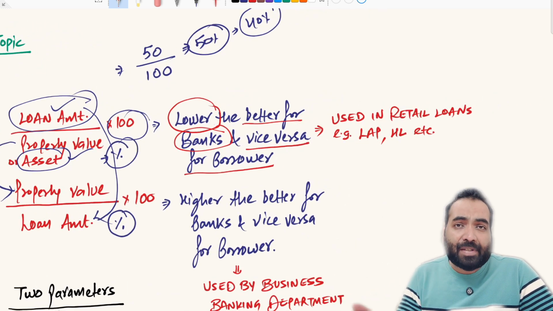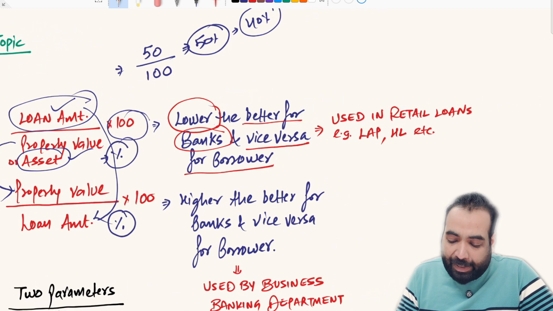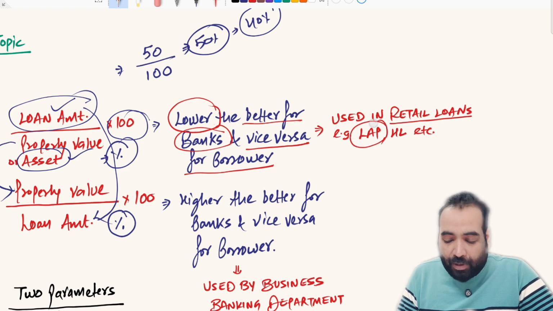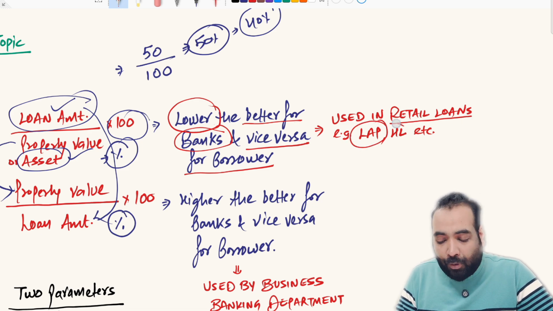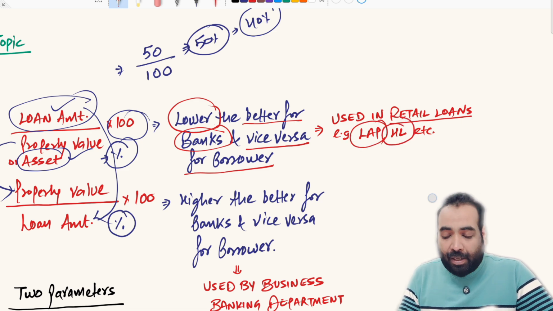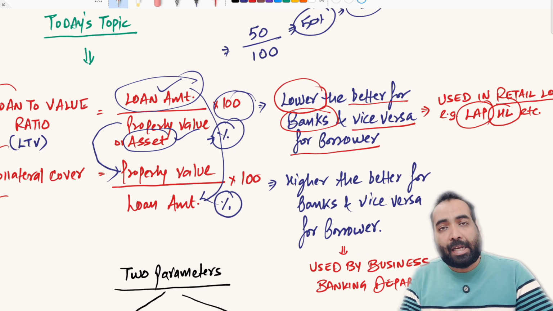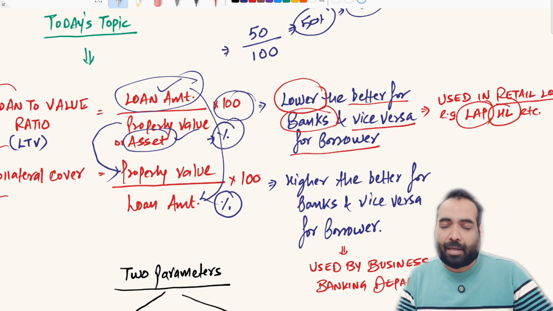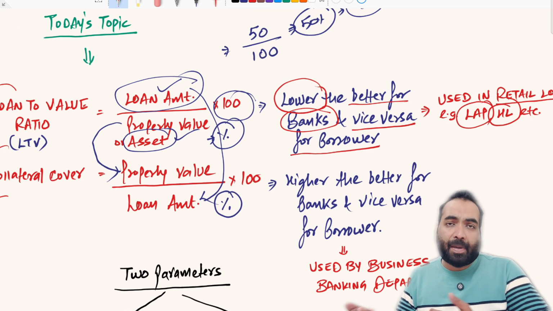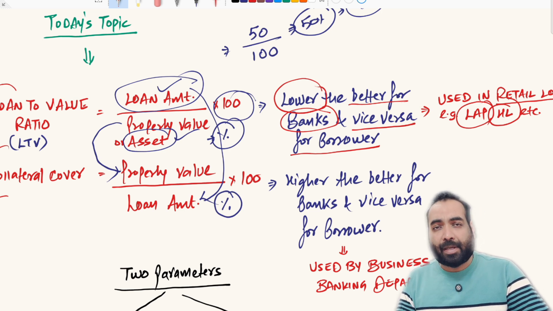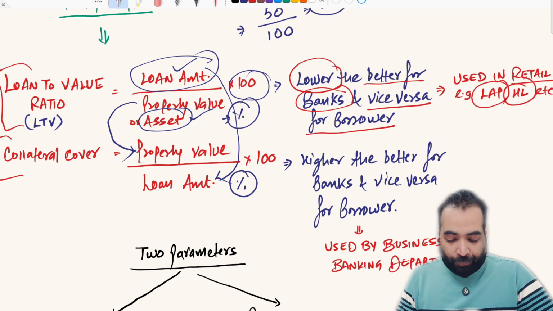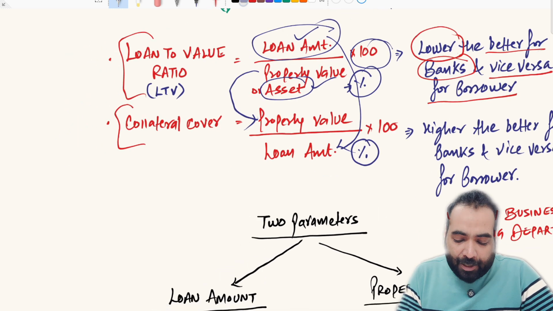So the LTV concept is mainly used in the retail segment when we do the products of LAP, loan against property, and home loans. In these products, the concept of LTV is majorly used by the banks. Some banks are using it in the business banking segment also, but the majority of banks and NBFCs use this concept in LAP or HL products. Now coming to the collateral cover part.